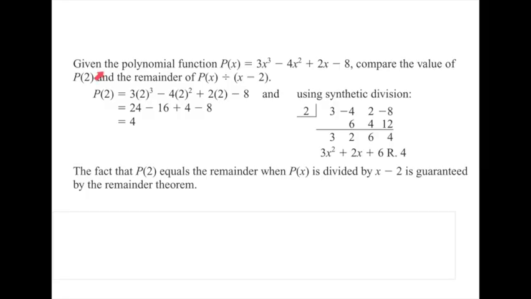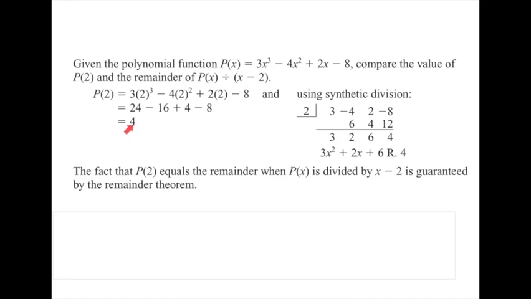So let's look at this example. It says, given the polynomial function, and they give us this big old polynomial, the value of p of 2, that just means plug it in. So remember, if you have f of a number or the function with the parentheses, it doesn't mean multiply. It means plug that number into the function. All right, so if I take 2 and I plug it into this, so 3 times 2 cubed minus 4 times 2 squared plus 2 times 2 minus 8. Plug it in, I get 4, all right? So if I plug a 2 in, my answer is 4.